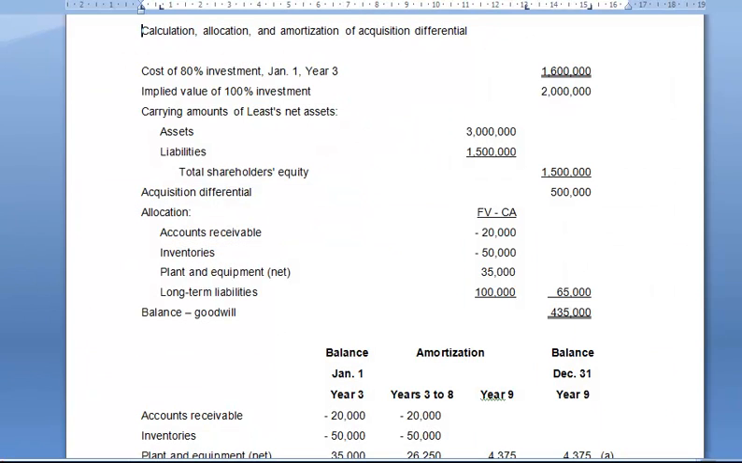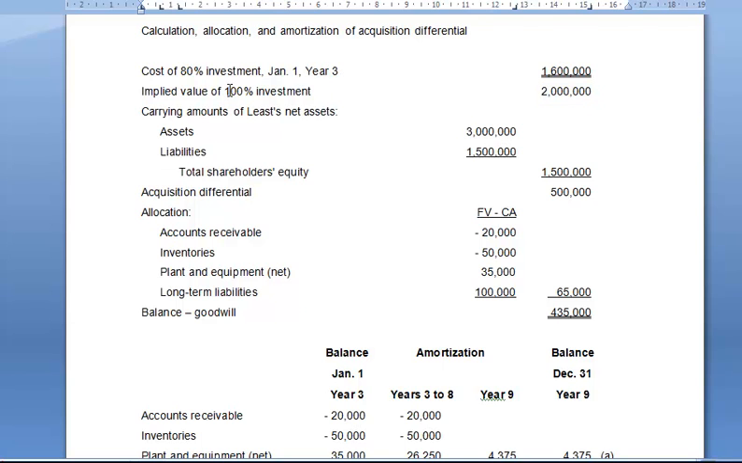Okay, so now let's do the first thing we need to do, which is we need to first calculate if there's any goodwill, and to do that we need to know what the acquisition differential is. If there's any acquisition differential that we haven't allocated, that's your goodwill. So we're going to look at the cost of 80% of the investment that the parent made in Leased at this date. And we also know that the implied value of 100% is going to be $2 million.